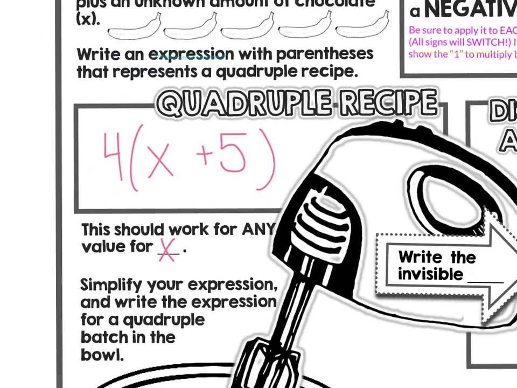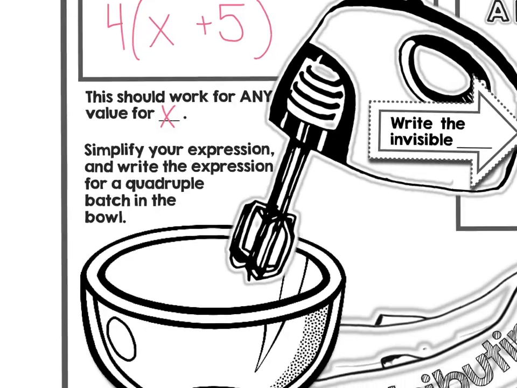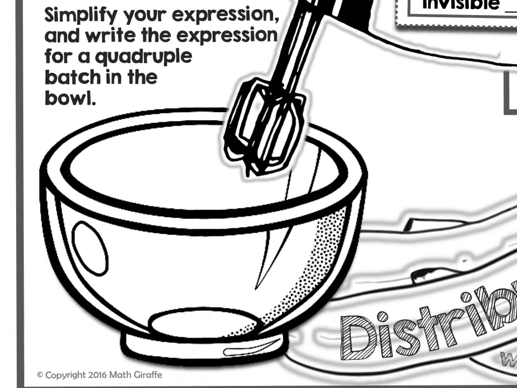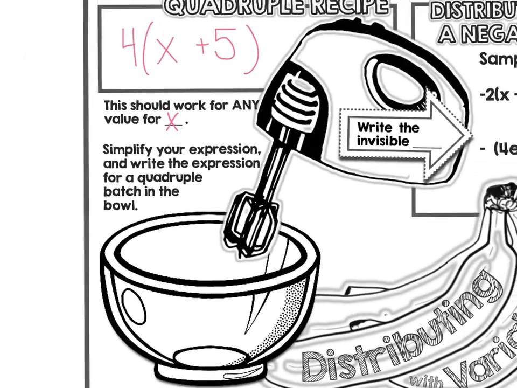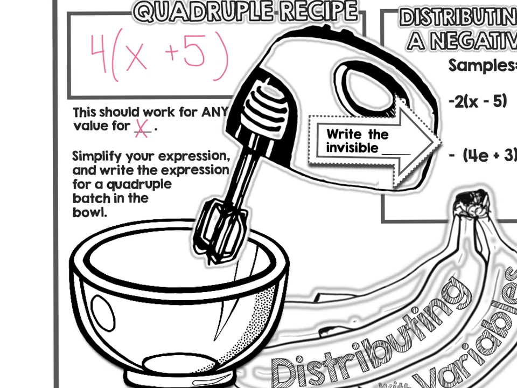When we simplify this expression, we are going to write it on this bowl down here. So if we were to simplify, 4 times x becomes 4x, and then 4 times 5 becomes 20, and we're just going to keep our addition sign because we're not multiplying by a negative. So it's 4x plus 20. You would need 20 frozen bananas and 4 times the amount of chocolate.